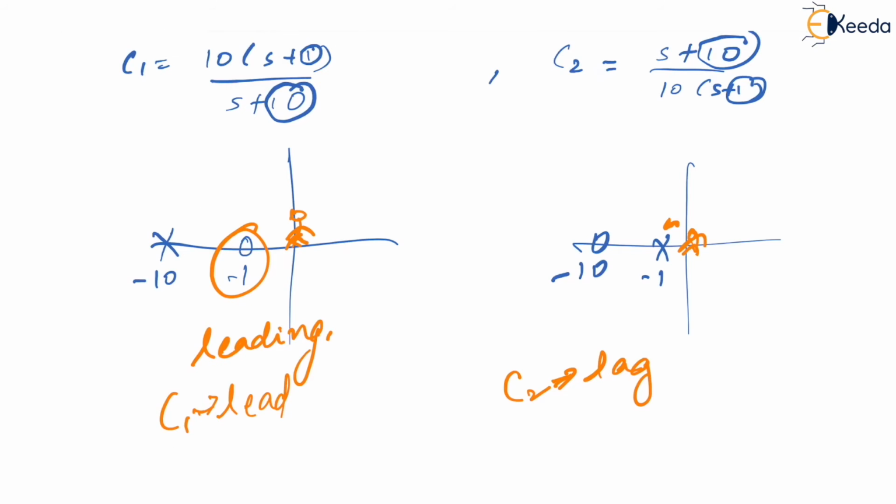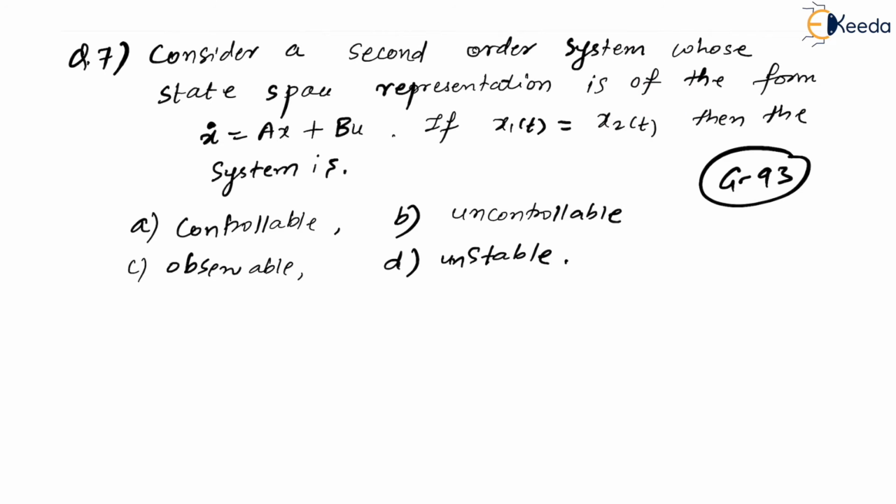Yes. Now let us see one more. Yes, it is a GATE 1993 question. Consider a second order system whose state space representation is of the form x dot equal to Ax plus Bu. If x1 of t is equal to x2 of t, then the system is. Now let us try to see the options. First is controllable, then uncontrollable, then the third one is observable.